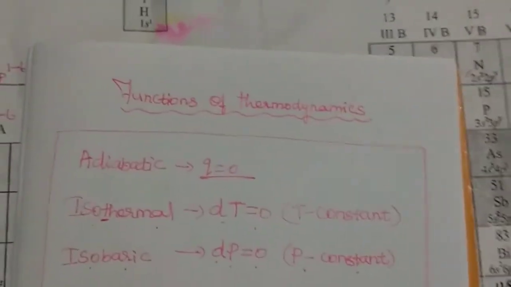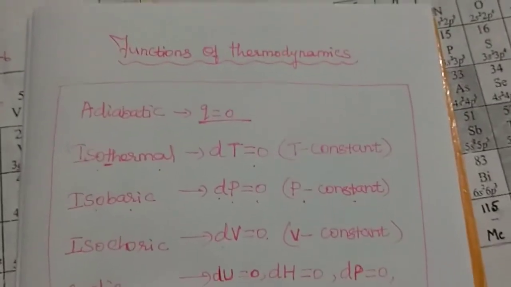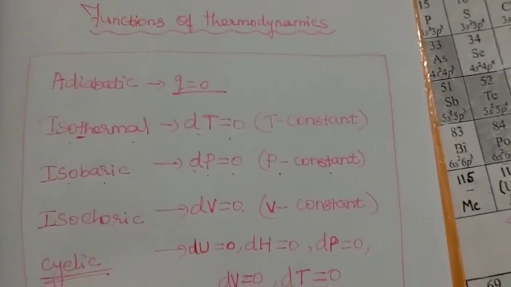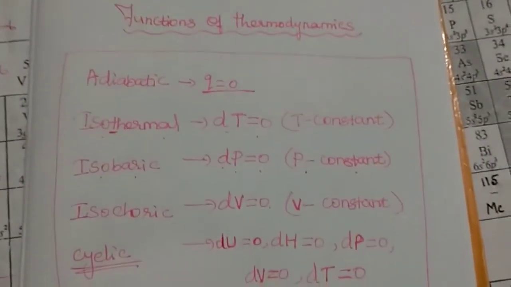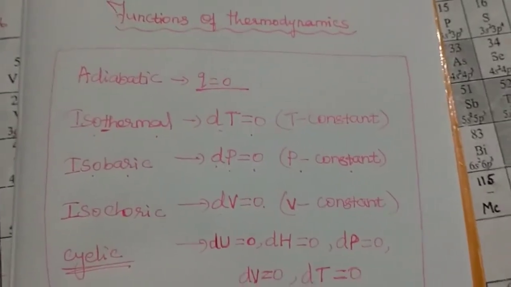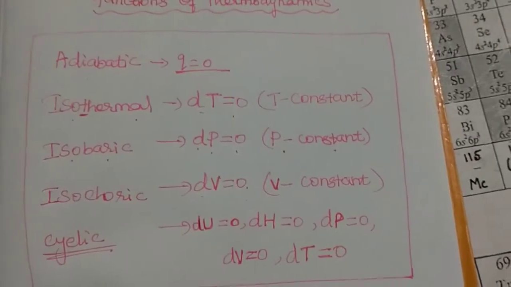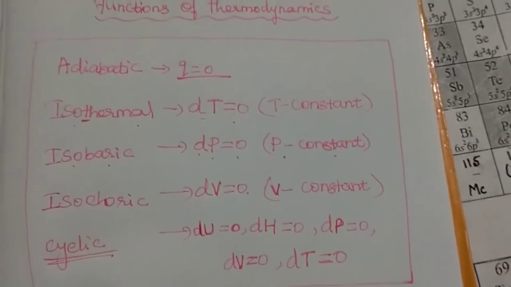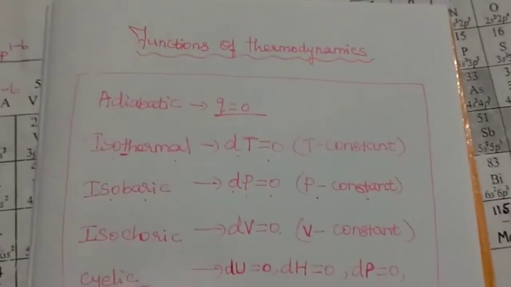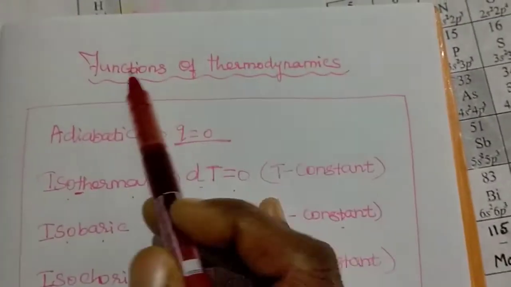So we already learned what processes are involved in thermodynamics, what is system and surrounding, and what are the types of system, with the basics of chemical and physical properties, and another classification of system depending upon the nature of the boundary. Extensive properties, intensive properties. So we learned all these things, and the final part of thermodynamics is functions.